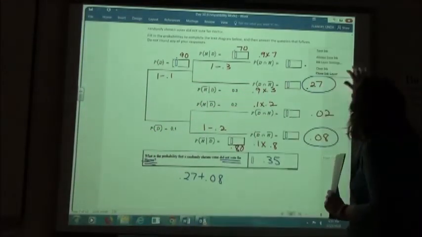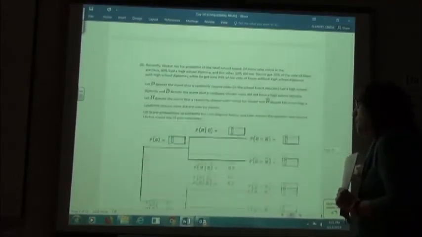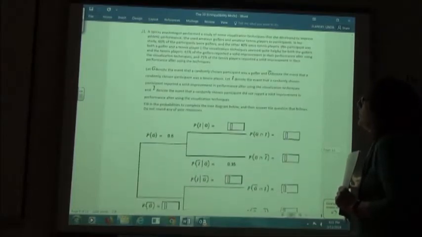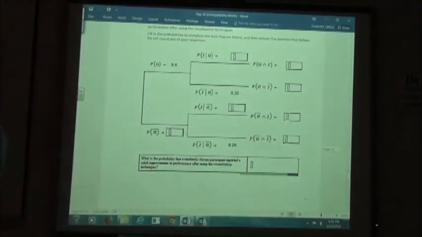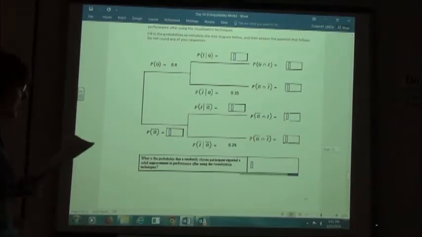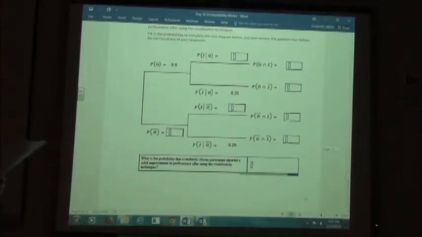All right, number 21, pretty much the same thing. I'm just going to move it up to there. It says a sports psychologist performed a study of some visualization, yep, that word right there, techniques that she developed to improve athletic performance. She used amateur golfers and amateur tennis players as participants. In her study, 60% of the participants were golfers, the other 40% were tennis players.